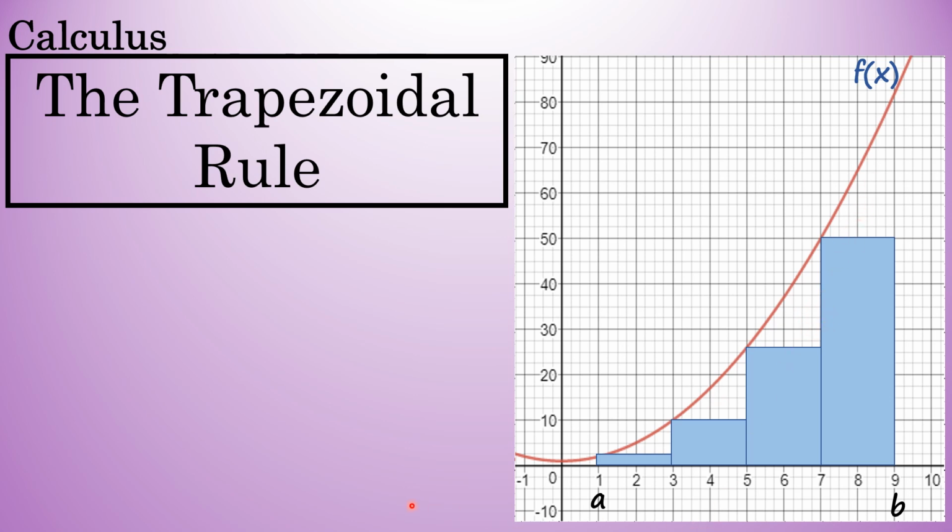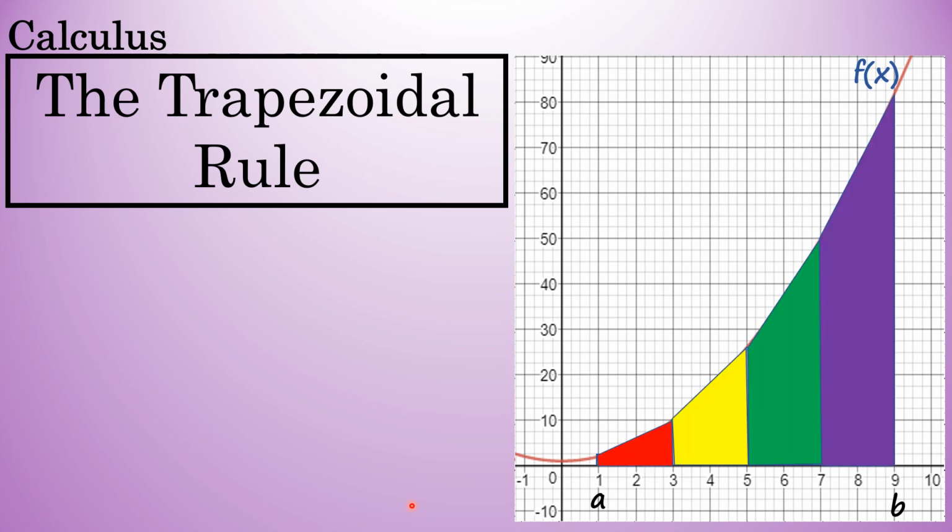Now, because of their shape, trapezoids provide a much better estimation of this area. As you can see, the sum of the area of these 4 trapezoids is a much better approximation than rectangles for approximating the area between this curve f of x and the x-axis. In this video, we will discuss the trapezoidal rule, which is based on this idea.